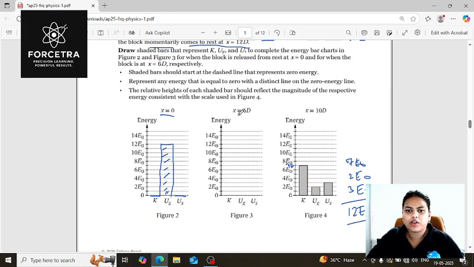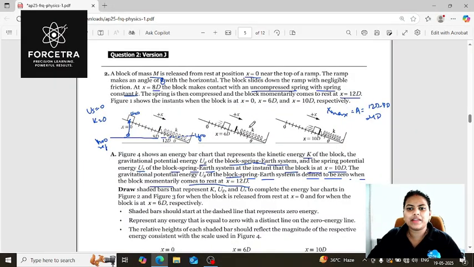Let's see the graph for x equals 6d. At 6d, the block and spring are not in contact, so the potential energy of the spring would be 0. But at this point, some of the potential energy which is there at x equals 0 would be converted to kinetic energy. As you can see, this is the baseline where the potential is 0, and at this height the potential energy is equal to 12e naught. So I can write that 12e naught is the total energy at x equals 0.